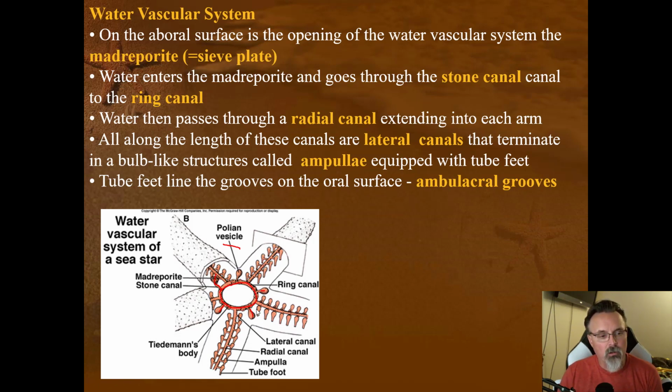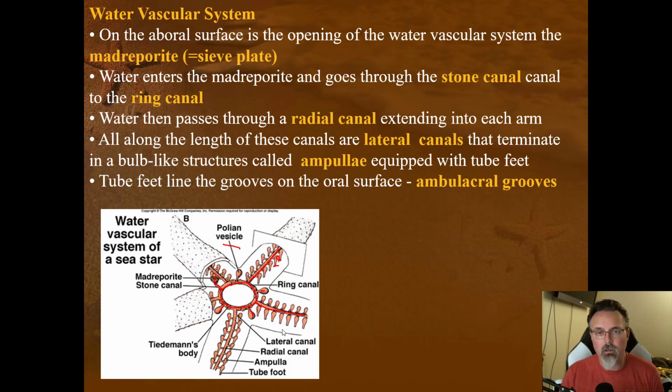Now, all this stored water can be moved into these radial canals that radiate from the center whenever the sea star wants to move one of its arms, and it ends up in these little ampullae, which are these little sacs above the podia, which are the tube feet. So we'll take a closer look at that. But the tube feet usually line these grooves on the bottom. They're called the ambulacral grooves.